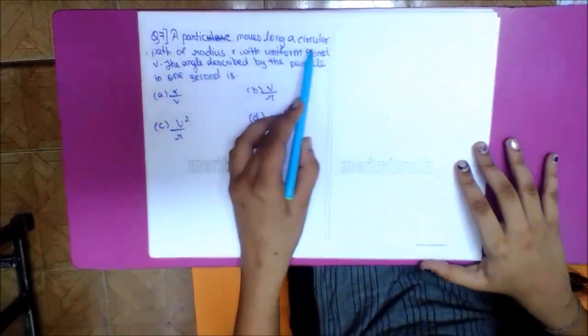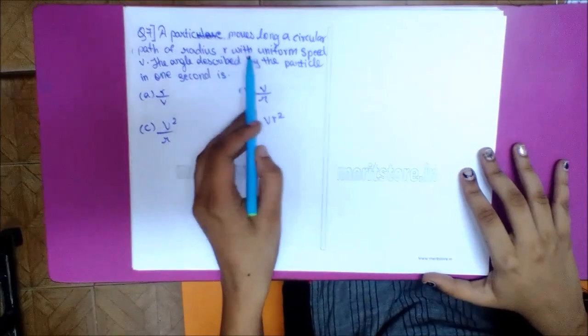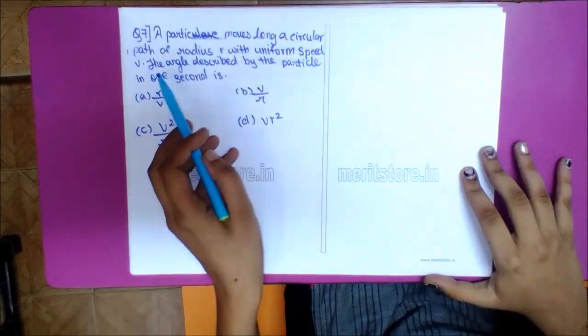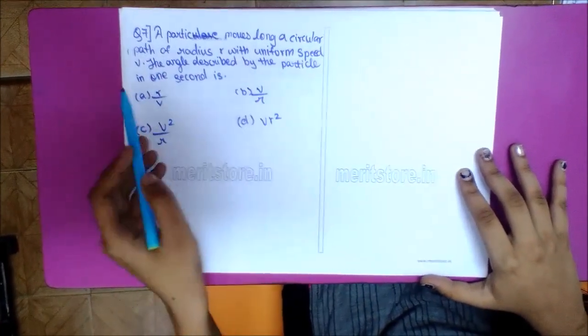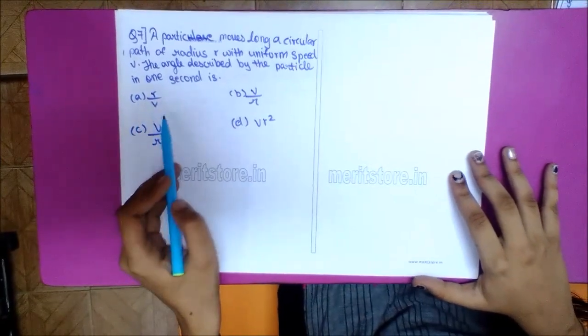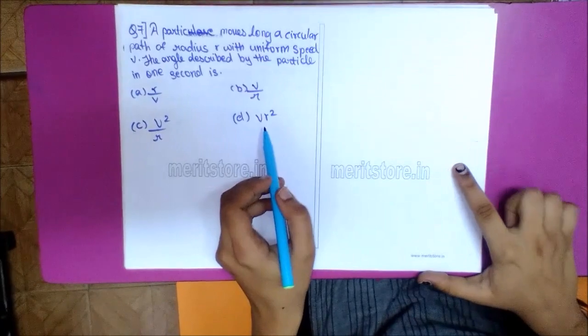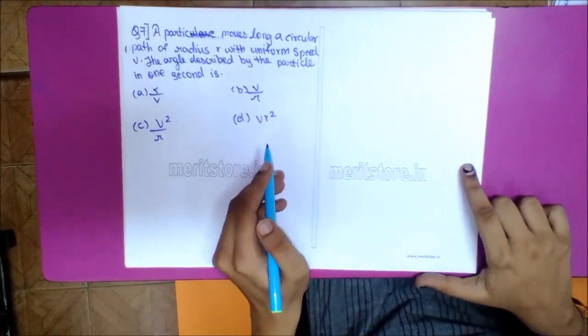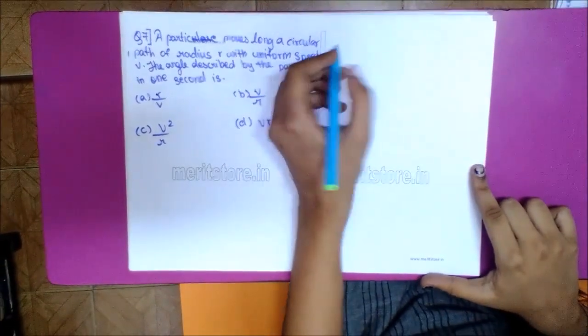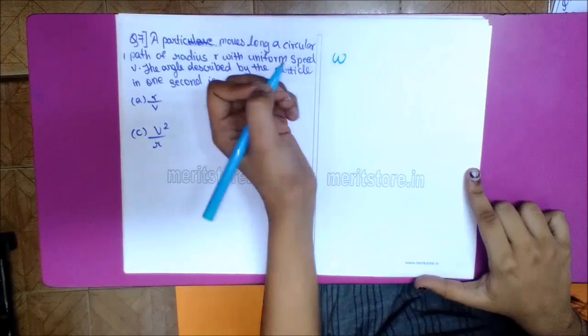A particle moves along a circular path of radius r with uniform speed v. The angle described by the particle in 1 second is: a) r by b, b) v by r, c) v square by r, d) v r square. So over here, the angle described by the particle in 1 second will be given by omega.